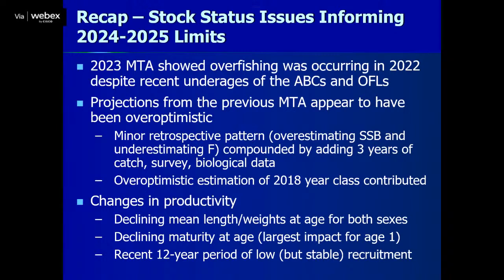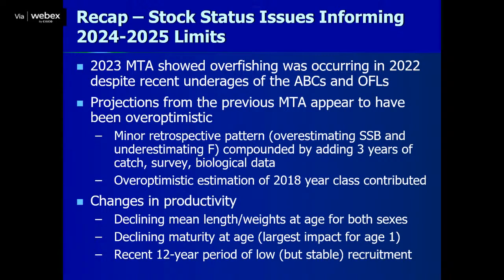So just to kind of quickly recap why we're facing those reductions. Back in August, we talked about the monitoring committee's comments on the discussion regarding stock status and why the limits are decreasing to this extent. The 2023 management track assessment showed overfishing was occurring in 2022, despite recent underages of the ABCs and OFLs. The limits in this fishery have not, for the most part, been reached in the last few years. This is basically because the projections from the previous management track appear to have been over-optimistic. There's a bit of a retrospective pattern in the assessment of overestimating biomass and underestimating fishing mortality, which was compounded by adding 3 years of data at a time.